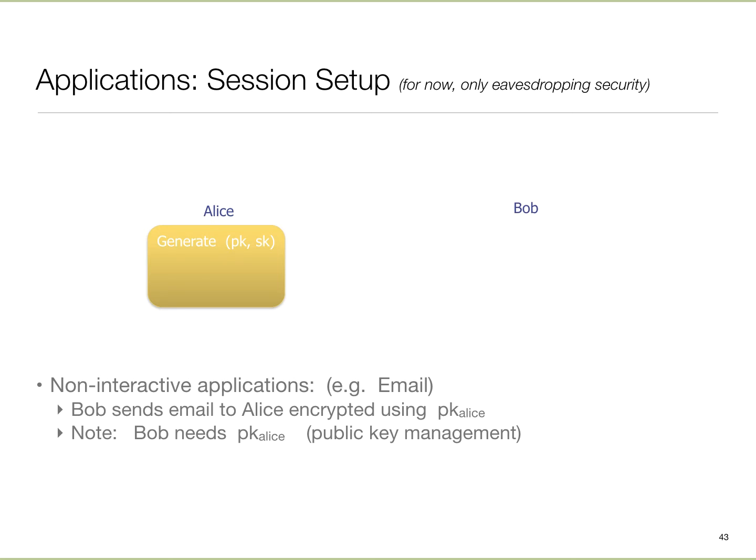So one setting is the following. This is normally not how you would use things for big amounts of data, but let's say I want to send you a small message and I don't want anyone to look at it. In this setting, Bob wants to send Alice a message, so Bob will encrypt the message using the public key of Alice, and somehow, so we are kind of pushing the can further down, somehow we know the public key of Alice.